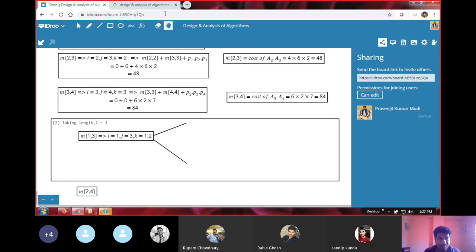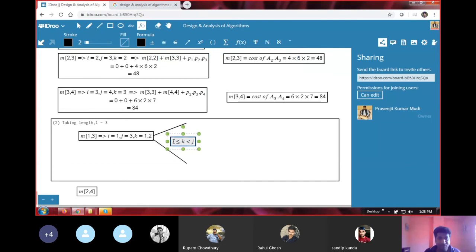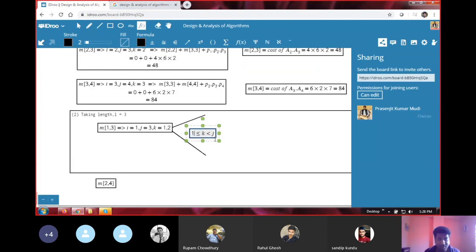Because we have, okay, here I am writing i less than or equal to k less than j. That means what is the value of i? That is 1. What is the value of j? That is 3. That means we will have k equal to 1, isn't it? So this corresponds to, let's say, 1. This corresponds to k equal to 2.